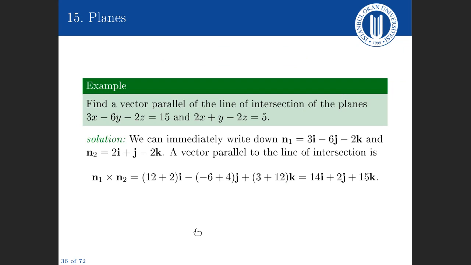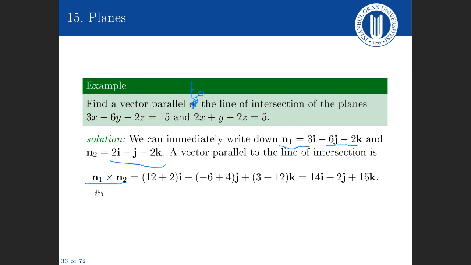For example, find a vector parallel to the line of intersection of the planes 3x minus 6y plus 2z equal to 15 and 2x plus y minus 2z equal to 5. We need the two normal vectors, so this is easy. Straight away we pick out the numbers: 3, minus 6, 2 from the first plane and 2, 1, minus 2 from the second plane. And then we find a vector which is parallel to the intersection by taking the cross product of these two vectors.